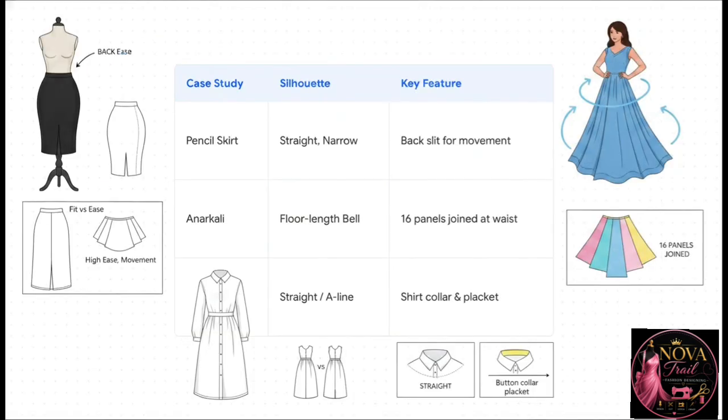The contrast is just as sharp with our formal wear case studies. The pencil skirt has a super narrow silhouette with very little ease, which makes a back slit an absolute functional necessity if you actually want to walk. Compare that tight structure to the anarkali dress, which joins up to 16 separate panels to create massive, dramatic, festive volume. Finally, there's the effortless shirt dress, which smartly borrows collar and button placket construction techniques for really practical daytime wear.